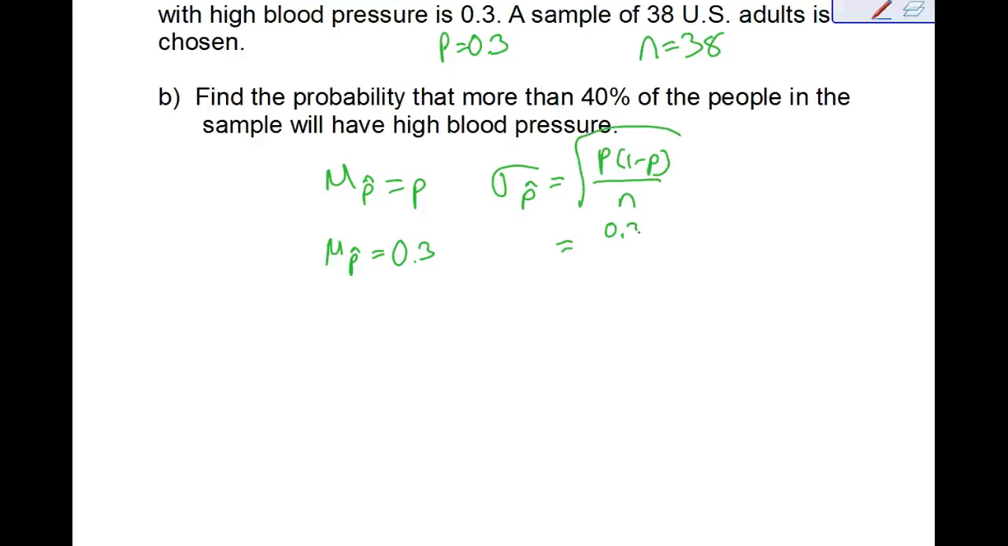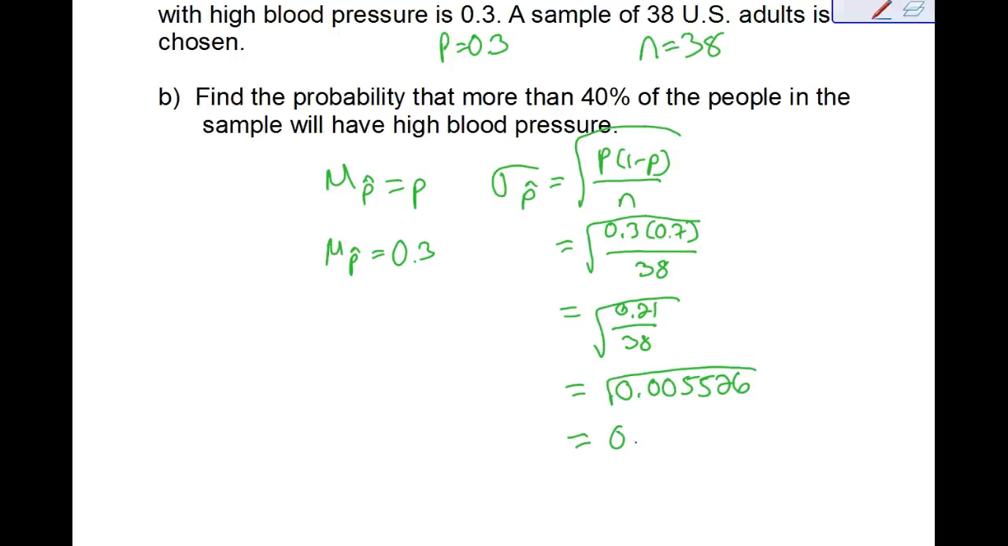Our standard deviation, remember, is the square root of p times 1 minus p divided by n. So we're going to have 0.3 times 0.7, because that's 1 minus p, divided by 38, and we're going to take the square root. So 0.3 times 0.7 is 0.21 divided by 38. We divide those out, and that gives me 0.005526. I'm going to take the square root of that, and that gives me 0.074339. That's my standard deviation.